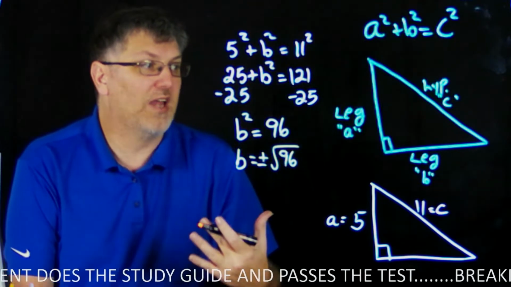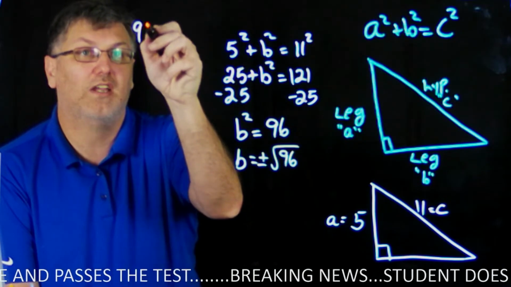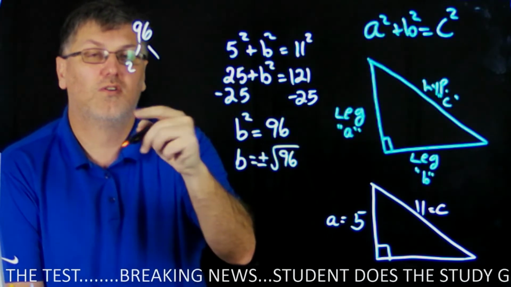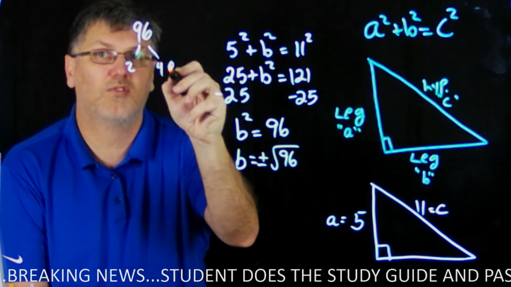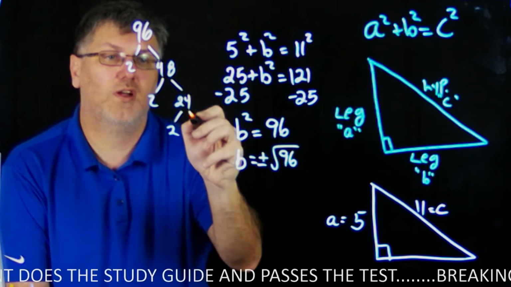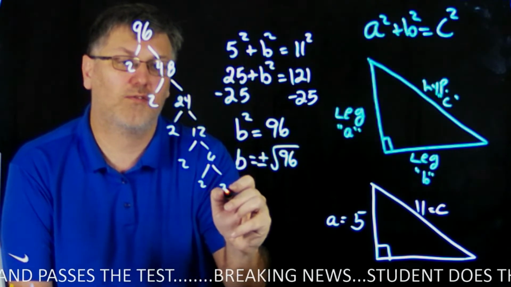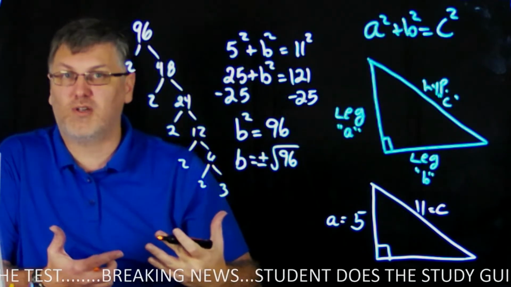Now we actually have to break down the square root of 96, so we're going to do our factor tree. We're going to do 96. 2 goes into 96 48 times. 2 goes into 48 24 times. 2 and then of course 12. 2 and 6. 2 and 3. So there's a nice pretty factor tree.